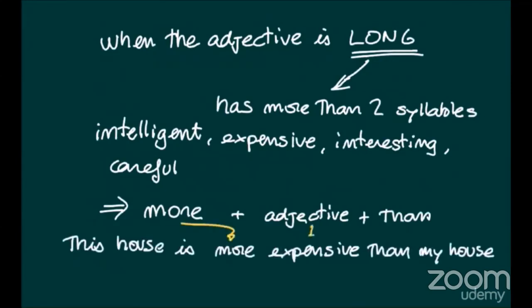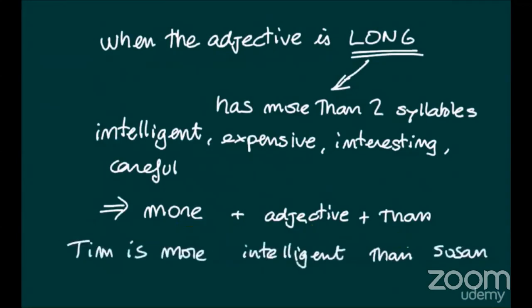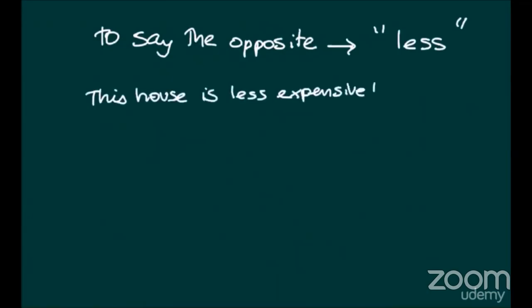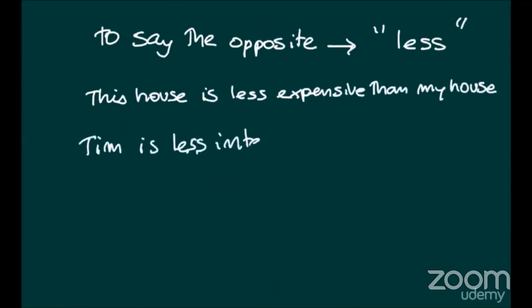This house is more expensive than my house. Tim is more intelligent than Susan. If you want to say the opposite, then use less. For example, this house is less expensive than my house. Tim is less intelligent than Susan.